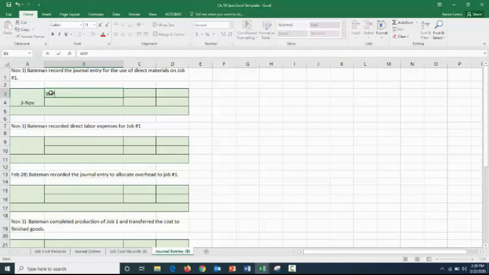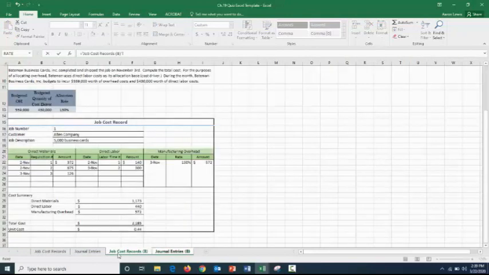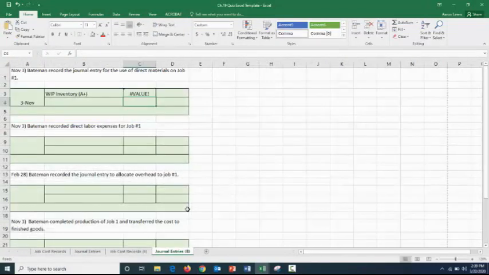So our debit is going to be to our WIP inventory account, work in process, which is an asset account, going up. How much is it for? Well, that's what the job cost record is for. See, the amount that we have to debit is equal to the direct materials costs of job number 1, which is $1,173.